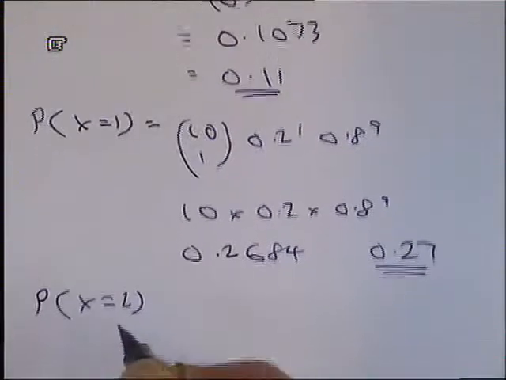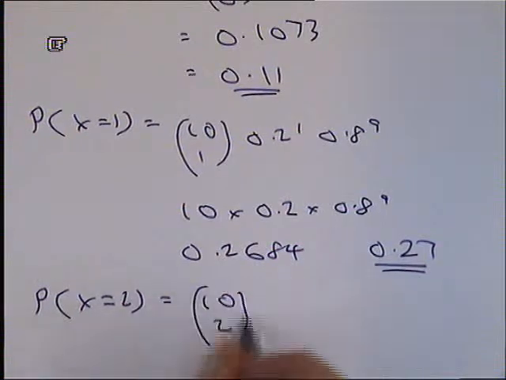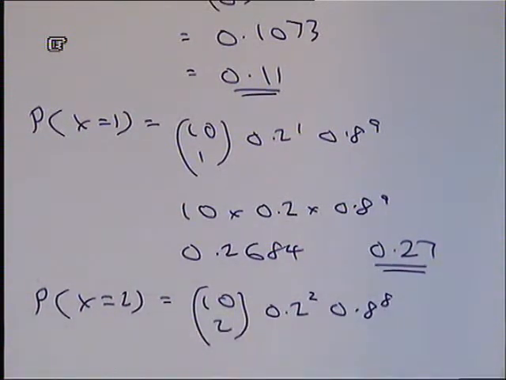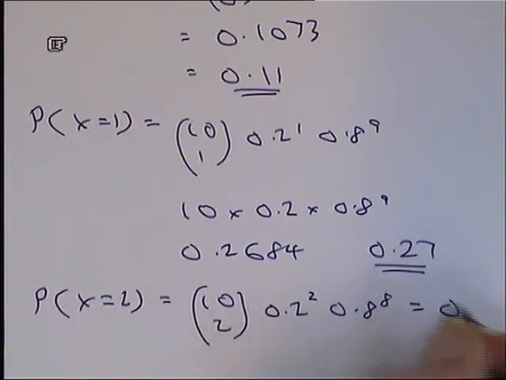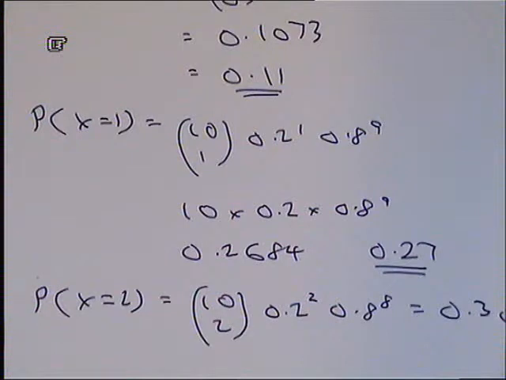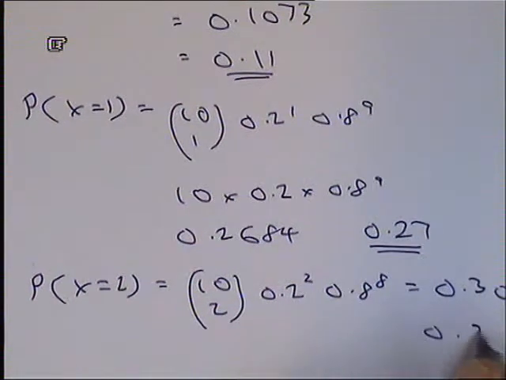Part C, exactly 2 pots with flaws. So this is now X is 2. Just change the 1s to 2, so 10 choose 2, 0.2 to the power of 2, 0.8 to the power of 8. And again, it's a case of putting it into a calculator: 10 choose 2 times 0.2 squared times 0.8 to the power of 8. My calculator is giving me 0.3019. So to two significant figures, that would be 0.30.